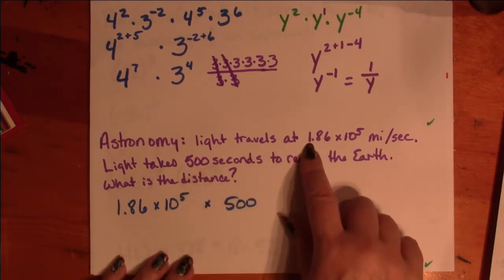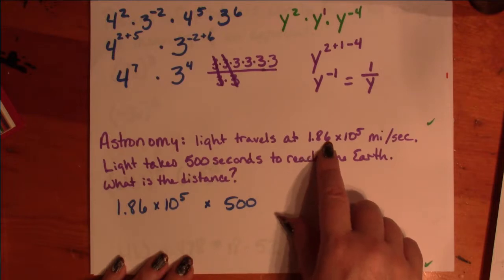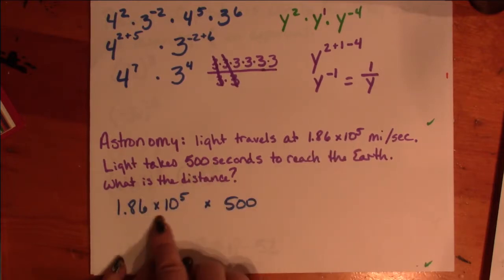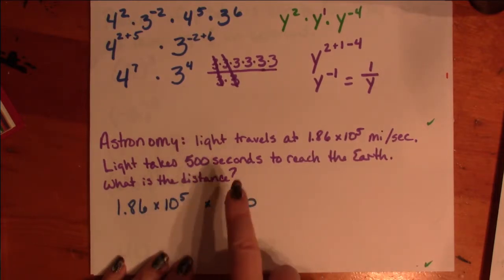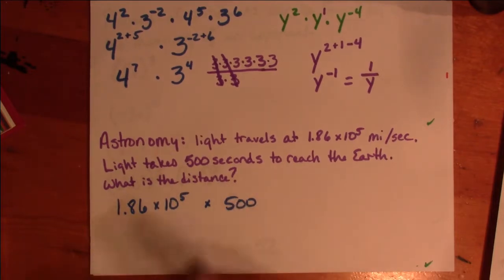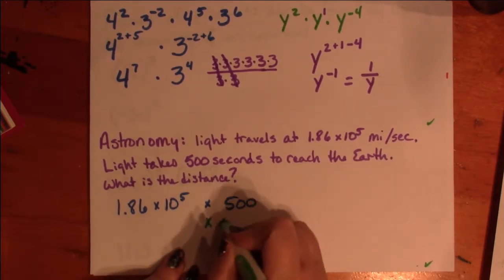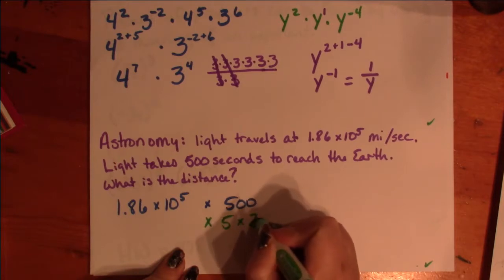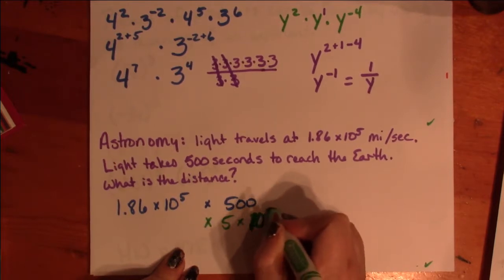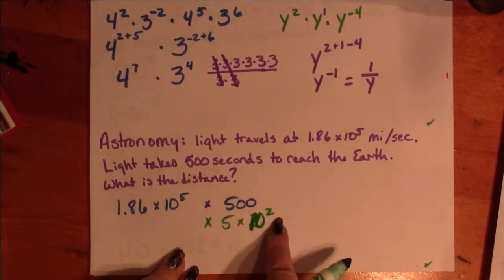So we're going to take our light speed, 1.86 times 10 to the 5th, and we're going to multiply it by 500, but they want us to use scientific notation. So this is really 5 times 10 squared, because 10 squared is 100.